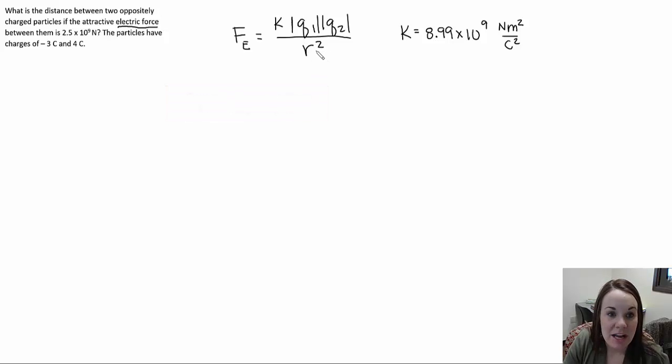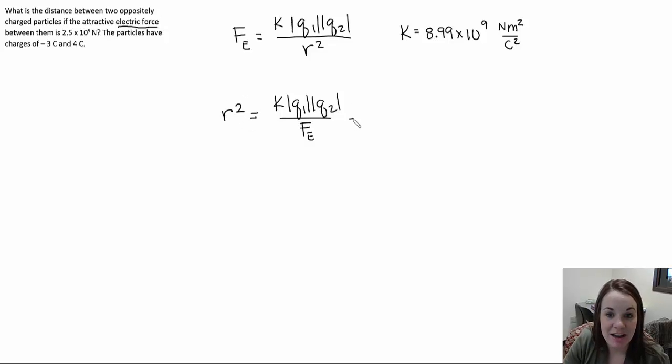So in this equation, we need to solve for R, the distance between them. So in order to do that, I first can rearrange this equation. And this becomes R squared equals K times Q1 times Q2 over the force. Now let me plug in my numbers, but remember, I'll have to take the square root at the end because this is R squared.